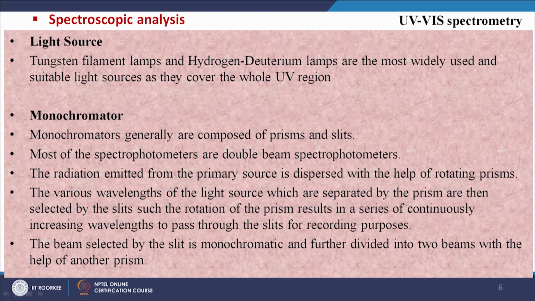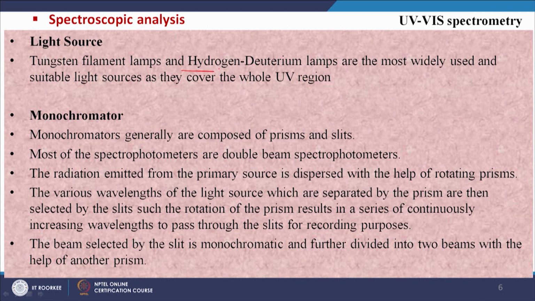Now, if we see the different parts of the UV visible spectrophotometer, first we have to send some light, UV light. So, a light source is needed. Tungsten filament lamps and hydrogen deuterium lamps are the most widely used, and we have to send light through a monochromator. Monochromators generally are composed of prisms and slits. We have to send one wavelength only, one type of ray or wavelength.